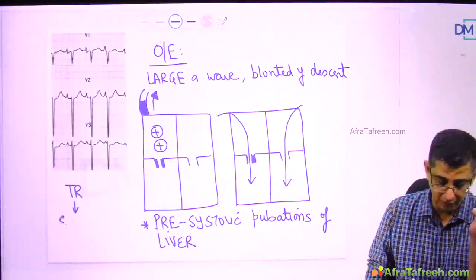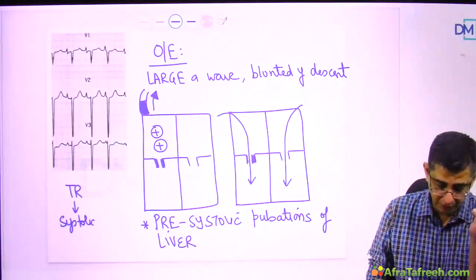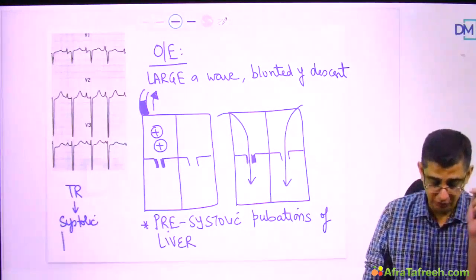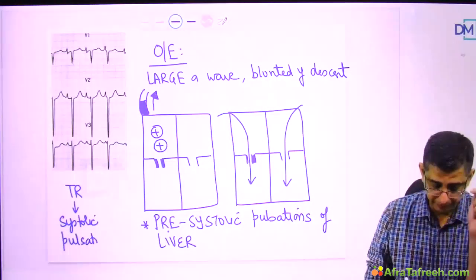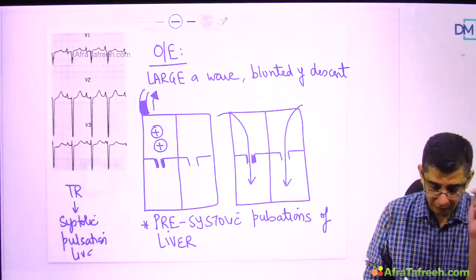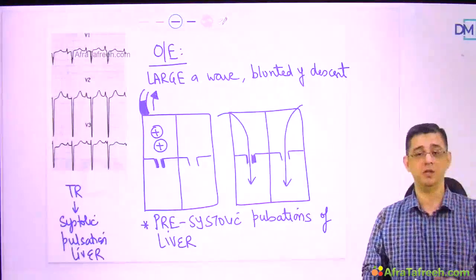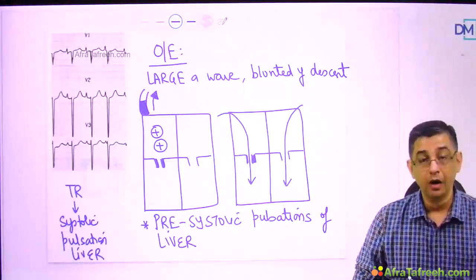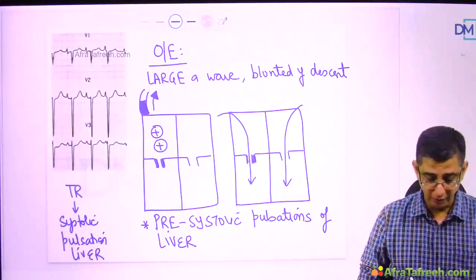I repeat my statement again. Tricuspid regurgitation has a pulsatile liver. It would be a systolic pulsation of the liver. In tricuspid stenosis, it would be a pre-systolic pulsation that would be occurring in the patient. Then we'll talk about the murmur that can be seen in these patients.